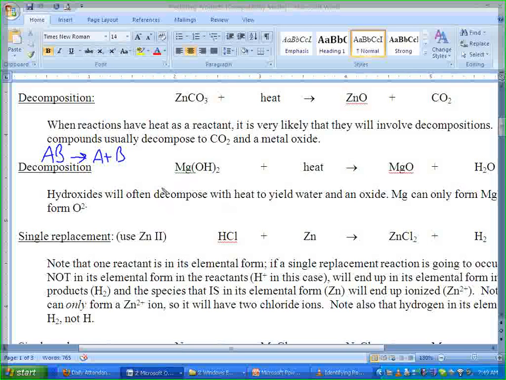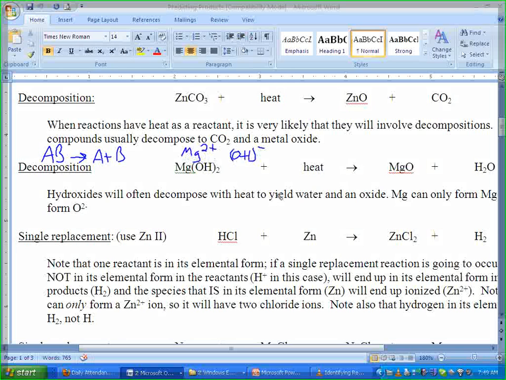So for decomposition, it says hydroxides, which is your OH, that's a hydroxide, will often decompose with heat to yield water and an oxide. Magnesium can only form Mg2 plus, and oxygen will form O2 minus. So when we break these apart by writing the charges, we're going to have Mg2 plus and OH minus.